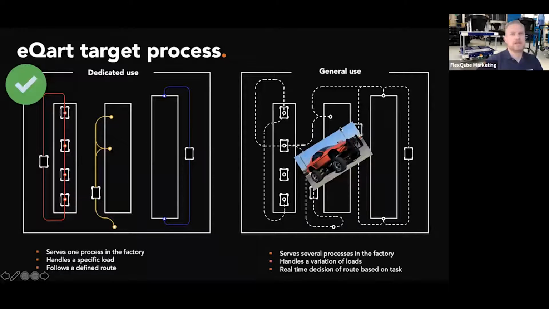Another strategy is to have a general use case, and that is when you buy an AGV or robot that you want to serve a lot of different processes. That tends to be very complex because, of course, you have more users and you need to fulfill more values. And it tends to be a lot more investigation as well when you go for the general use case. So the target use case for eQart is to go for the dedicated use.